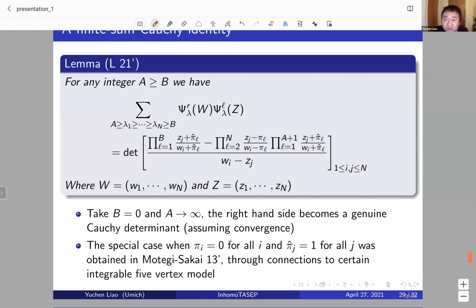And I did not know whether this appeared in the literature before or not. Actually, I didn't even know the Grothendieck polynomial when I tried to do this calculation by myself. But once things were done, I tried to search, and I saw that for the homogeneous case, when pi is 0 and pi_j hat are 1, this type of finite sum Cauchy identity for the homogeneous Grothendieck polynomial was done in the work of Motegi and Sakai, using the connection to some integrable five vertex model. It's then some integrable type calculation. For me, I just did this by brute force essentially.